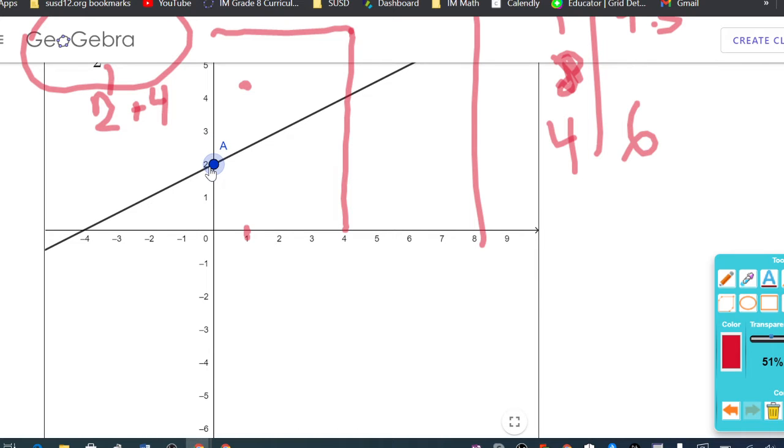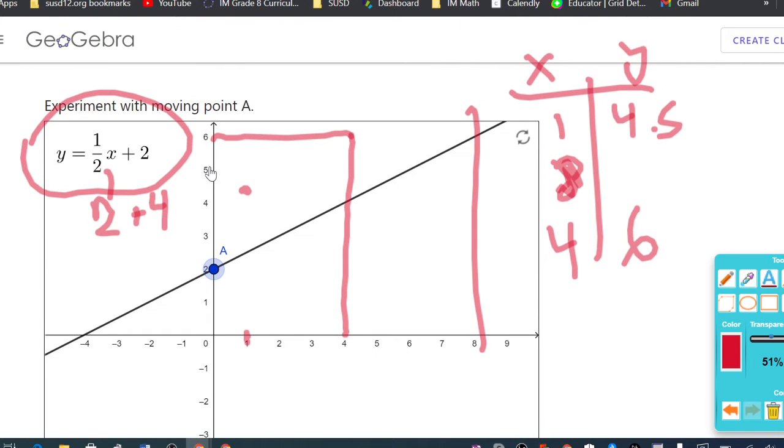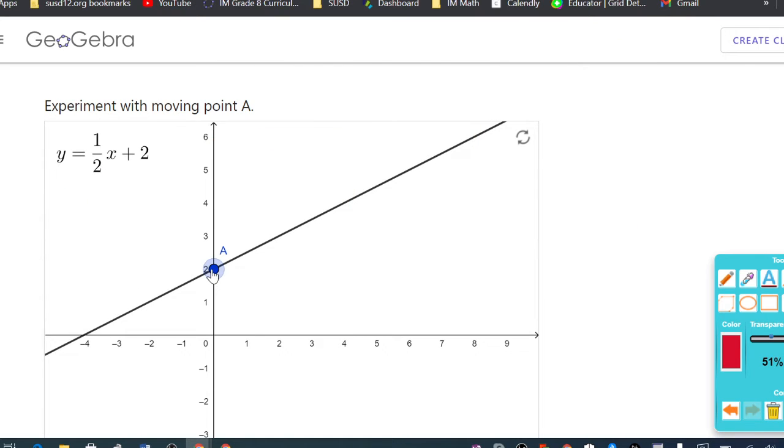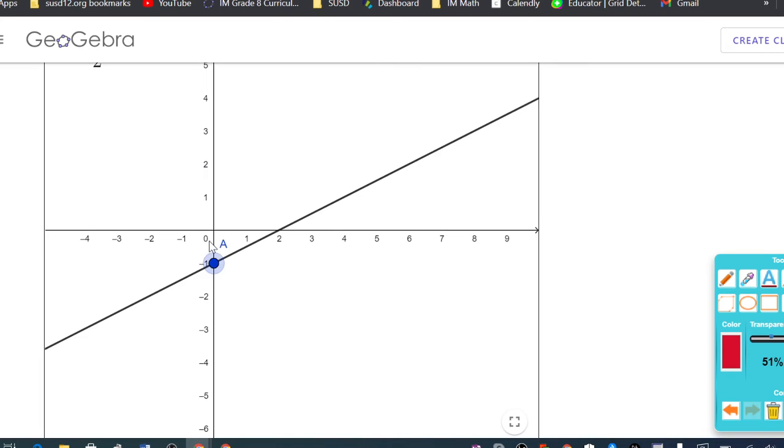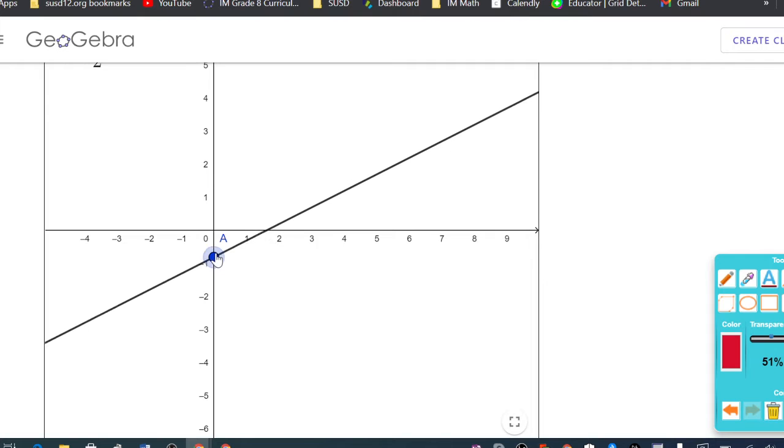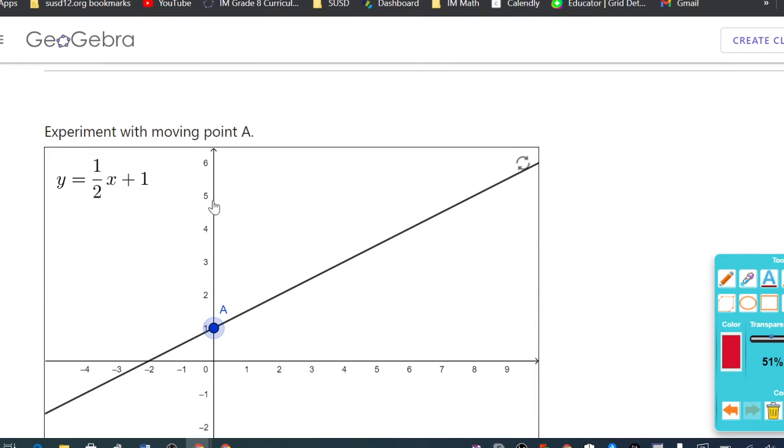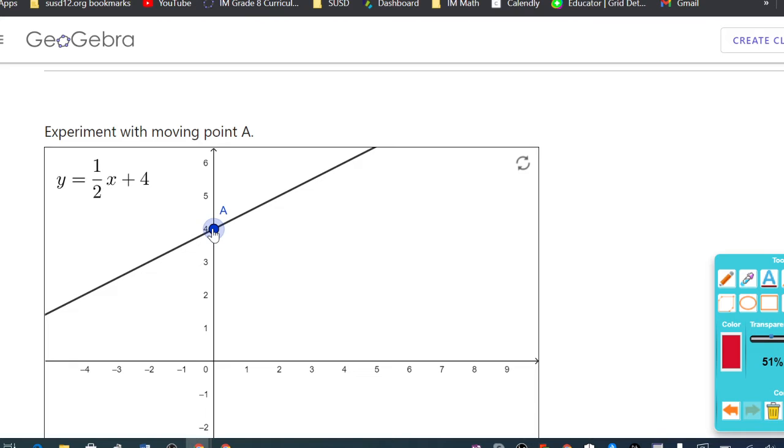How about when there? So what do you see happening when you move around the point? When you move point A, you're changing the y-intercept, and that is how many units up or down you shift the line. It's a little hard for me to move it on my computer. Okay, y-intercept of 1 gives us plus 1. Right there, plus 1. Okay, let's move this y-intercept to 4, and it gives us plus 4. The slope always stays the same.